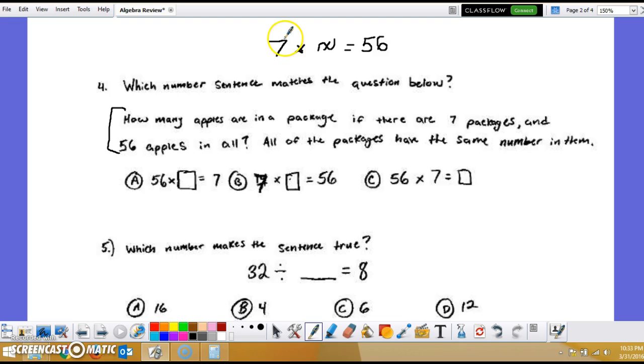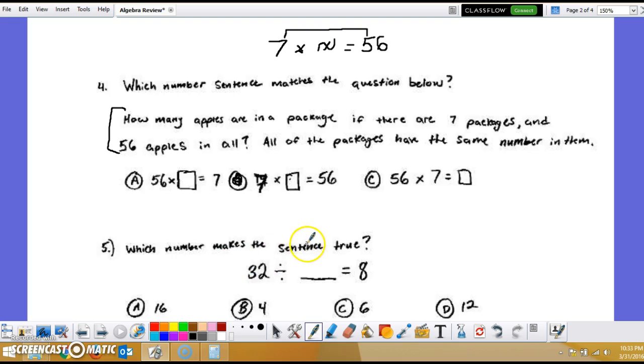You don't have to solve for this one, but just in case you wanted to, you would take what you know and do the opposite operation of multiplication, which is division, to solve for x. So in this case, 7 times x equals 56, which in this choice is choice B.